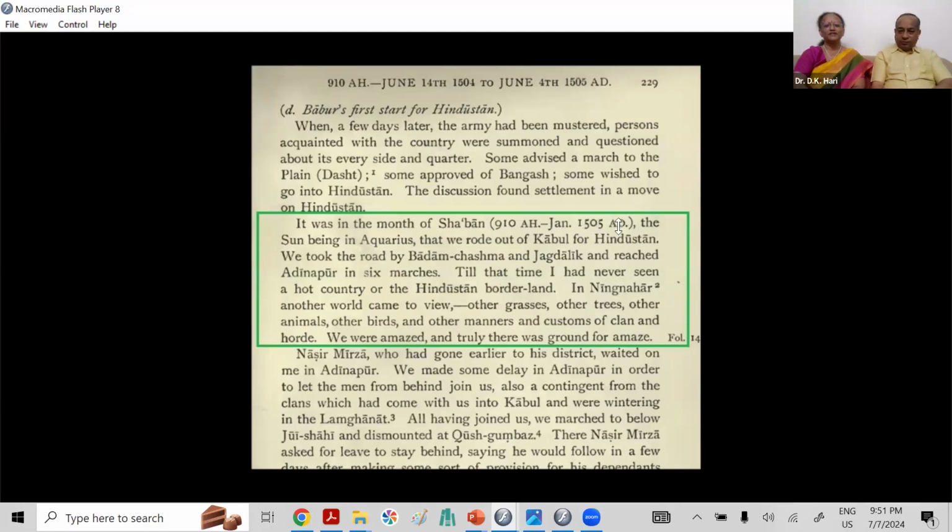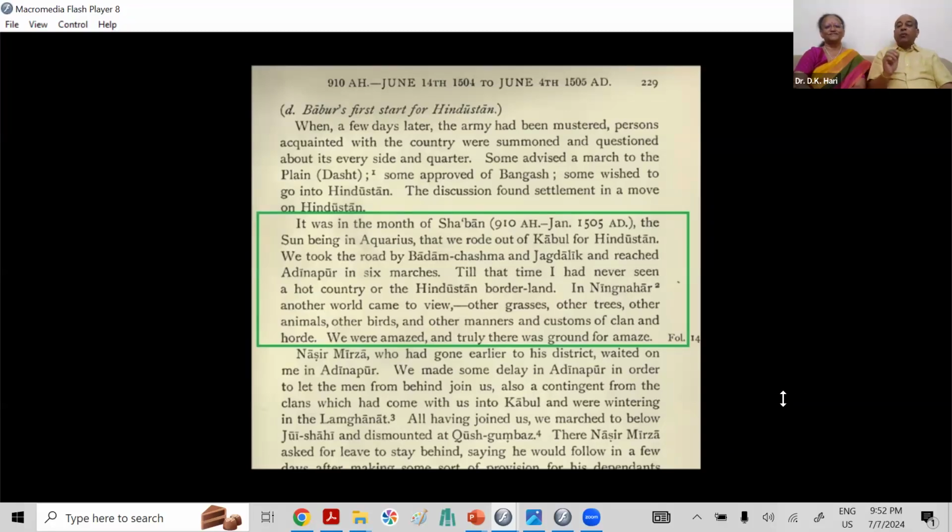See, in 1505 AD, just 500 years ago, he says, till that time, I had never seen a hot country or the Hindustan borderland. And then in Nignahar, another world came to view. Other grasses, other trees, other animals, other birds, and other manners and customs of clan and horde. We were amazed, and truly there was ground for amazement. So this land Hindustan, what we call Bharata, has always been something of amazement to them and very different, because they were coming from a little more arid Central Asia. So they found this a lot more green.